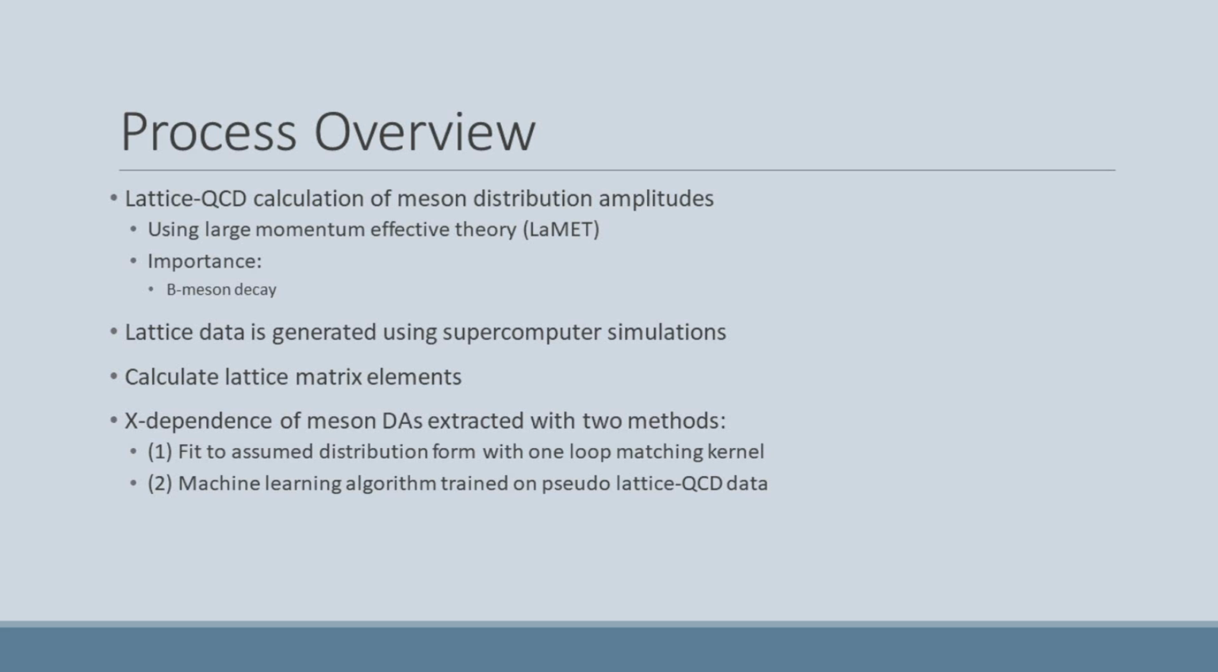One, you can fit to an assumed distribution form with a one-loop matching kernel, or you can use a machine learning algorithm trained on pseudo Lattice-QCD data. Since I was involved in the machine learning algorithm method of extracting the x-dependence, that is what I will be covering for the rest of this presentation.